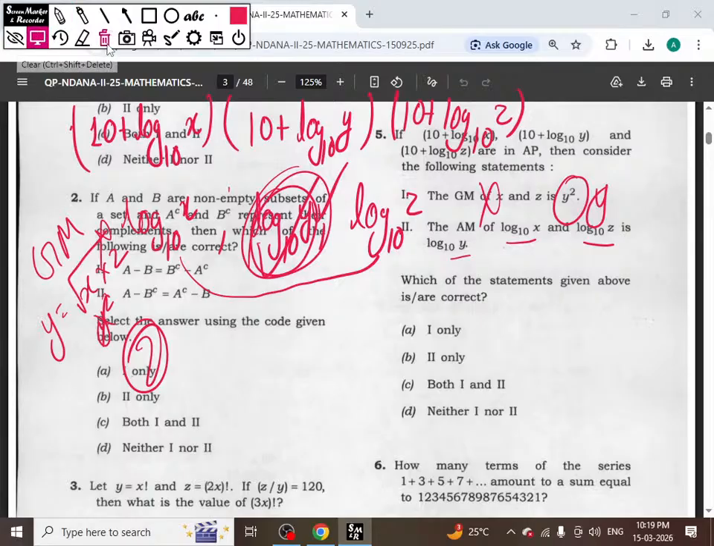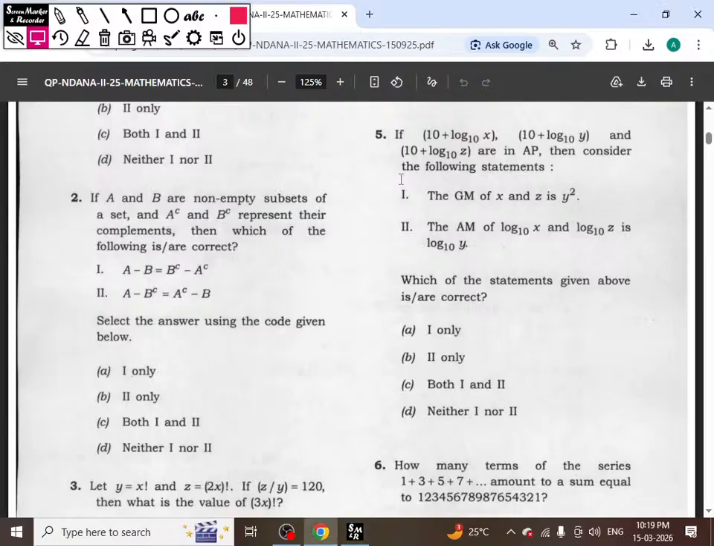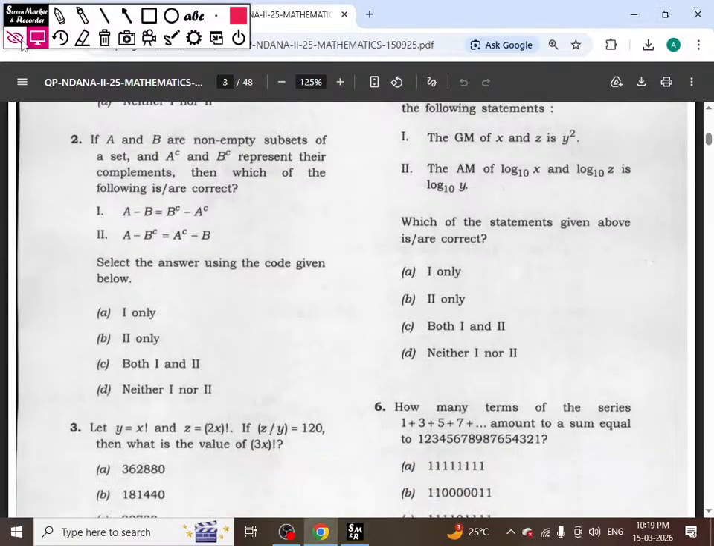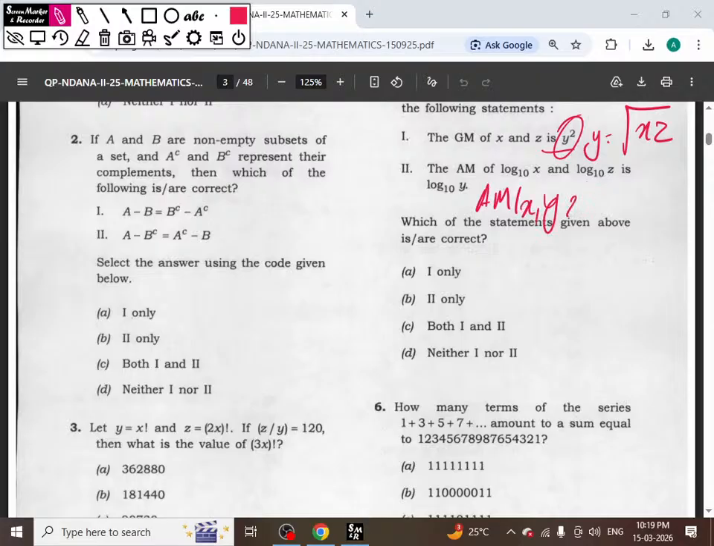So the first one is not correct and the second one is correct. What is the reason for this? It is because y equals root of x into z, and it must be y, so it's not correct. And AM is always the middle one. So what is in the middle of x, y and z? Y is in the middle, so AM will be y. Very simple. Option B only.